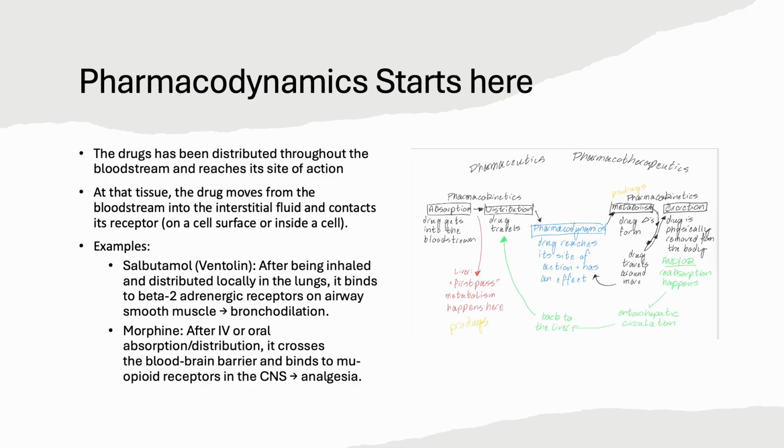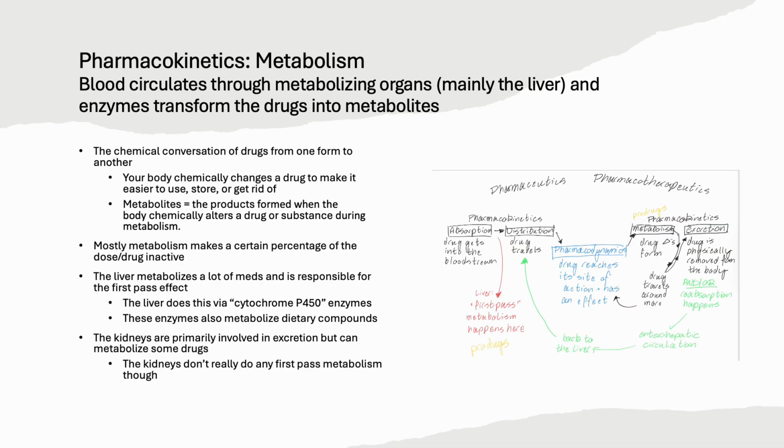Morphine: you give a dose of morphine. Morphine crosses the blood-brain barrier, binds to receptors, and causes analgesia. Those are just two examples of how absorption, distribution, and then pharmacodynamics happen in order. That's just mentioning pharmacodynamics, and I'm going to talk about it more, but right now we're going to continue with pharmacokinetics and talk about metabolism.